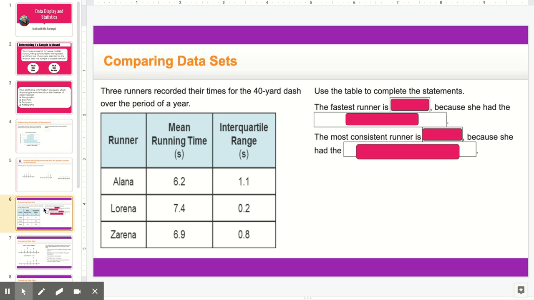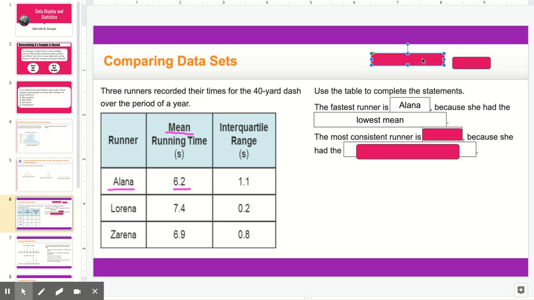It says use a table to complete the statements. So we need to figure out who is the fastest runner. So we're going to look at the mean, because that's the average. This is the average time that these people are running. So the fastest time would actually be the smallest number. So Elena or Alana would have the fastest time because she has the lowest mean, the smallest mean.